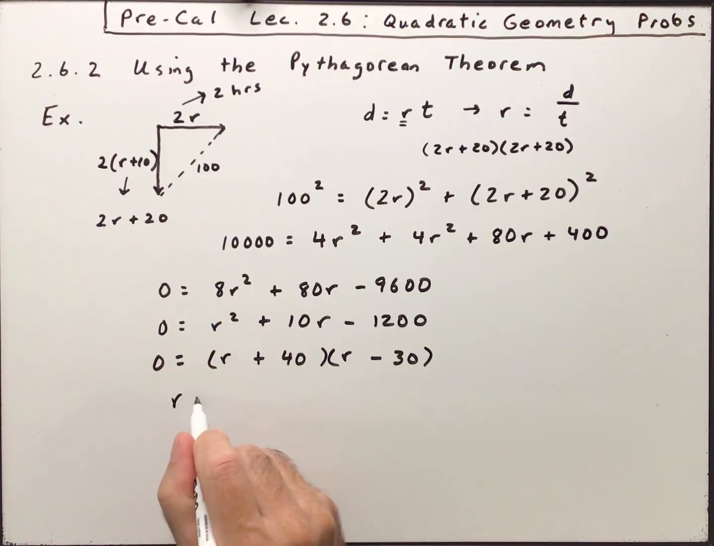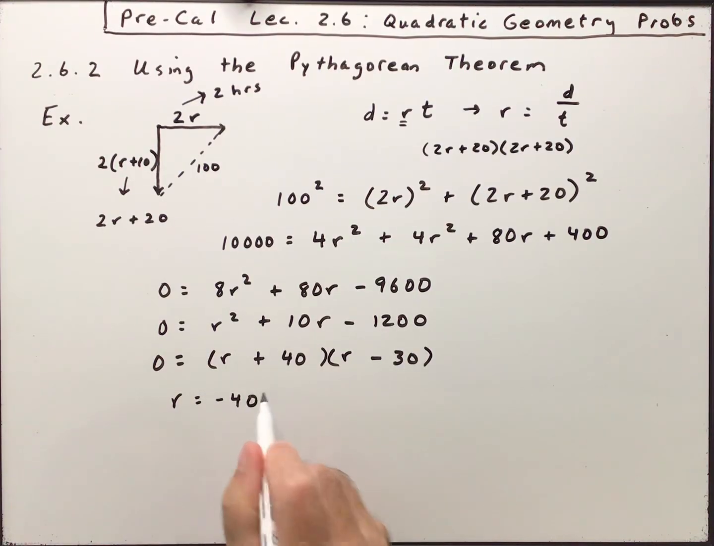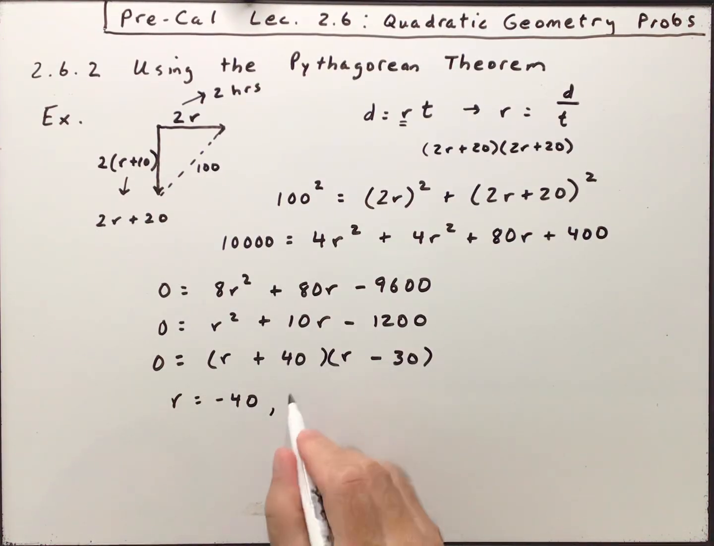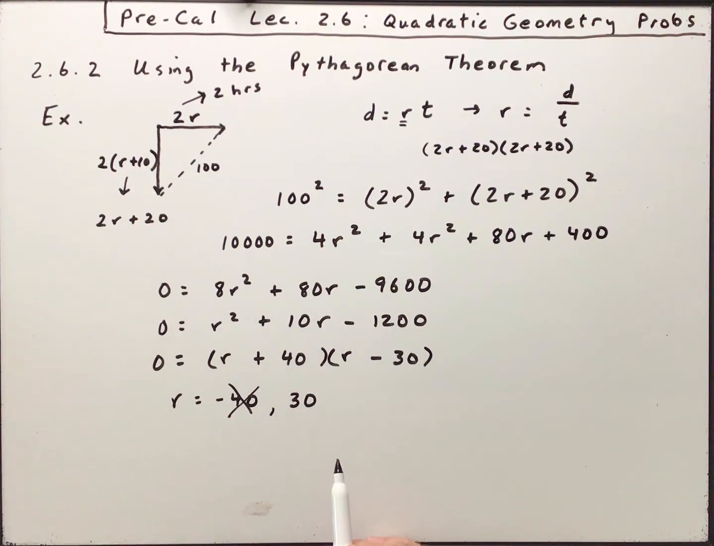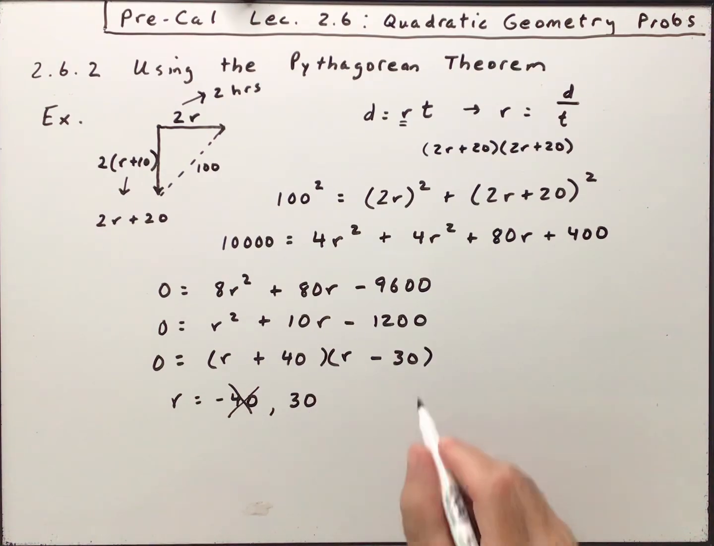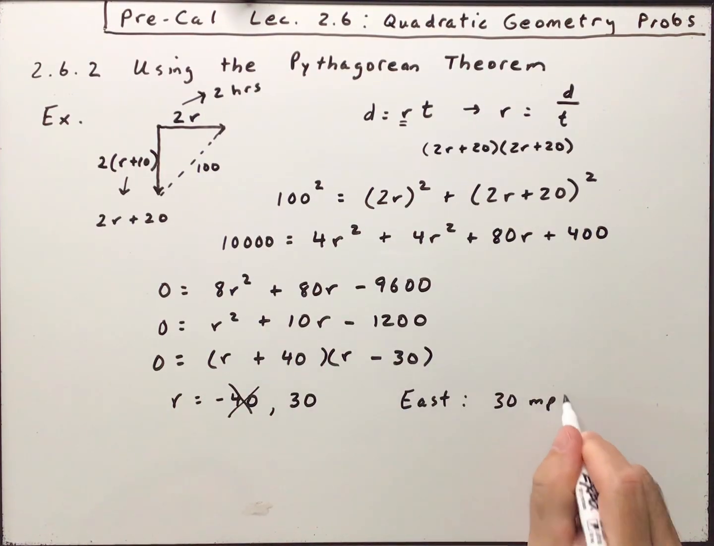So we have two solutions for r: negative 40, right, because negative 40 plus 40 is 0, and then 30. r can be 30. Negative 40 is an extraneous solution because you can't have negative miles per hour here. Okay, so our rate is 30. So the eastbound car is going 30 miles per hour.